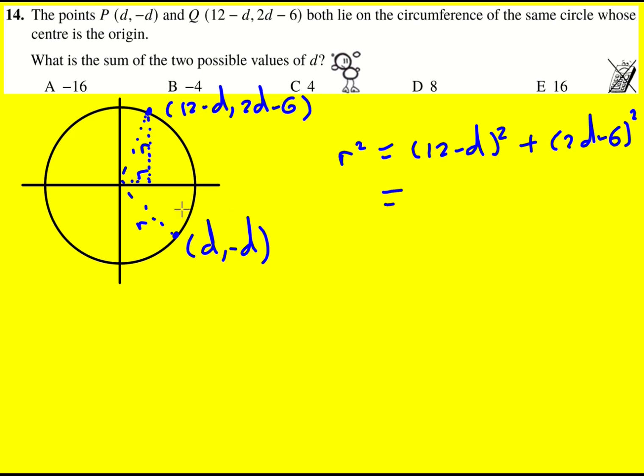So I can do exactly the same with the one below. Now this time my base is going to be d, and my height is going to be minus d, but it's the same thing when you square it. So I'm going to get d squared plus minus d squared. Okay, and my next step, we don't care about that r squared. Actually, we're interested in what d is. I've constructed an equation that relates those coordinates together.